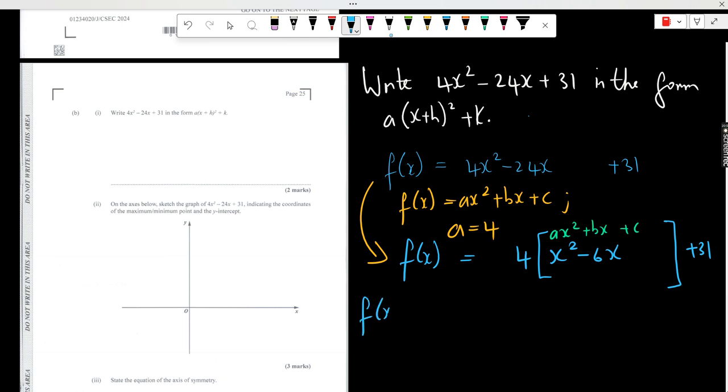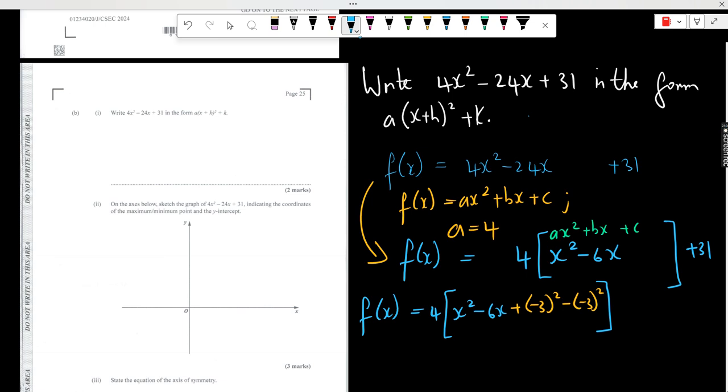So now I'm going to say that f of x equals, I keep my 4 outside, my square bracket, x squared minus 6x. Now I'm going to do this. I'm going to say this is going to be plus negative 3 squared. And I'm also going to subtract negative 3 squared. Why do I have to do that? That is a necessary step in completing the square. We must add a half of b squared, but adding it will change the expression, and so we must also subtract it, right? Let me repeat.